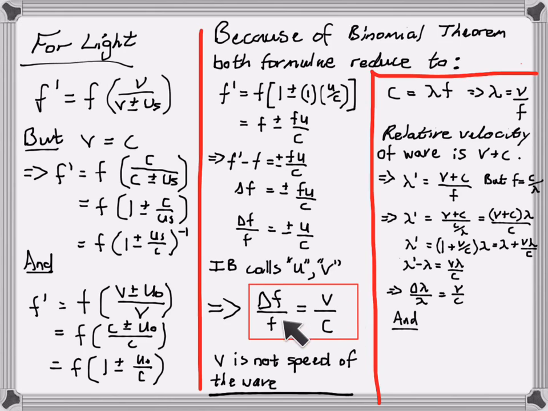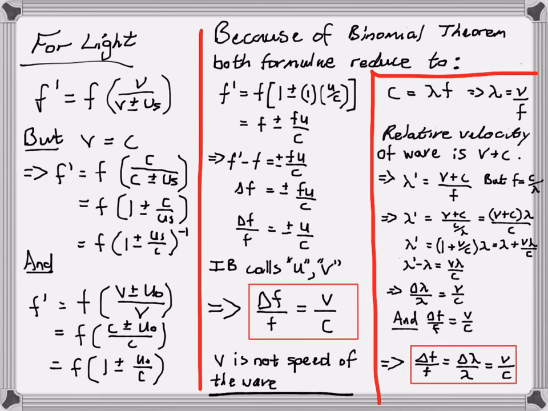And if you look to the left, you'll notice that v over c is also equal to delta f over f. Therefore I can say that delta f over f is equal to delta lambda over lambda is equal to v over c. And I'm going to put a double box around this formula. This is our final formula that we can use.